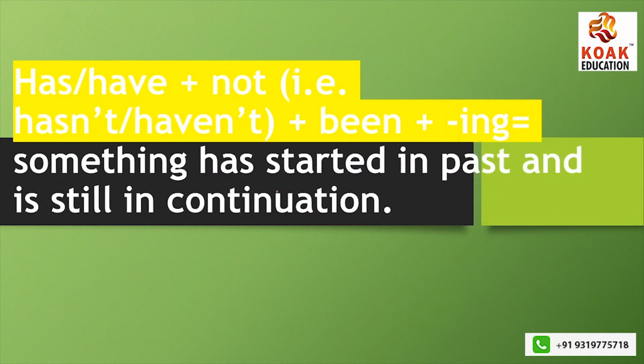Now if you have to frame negative for it, then you just have to add not. Have not been working, has not been working, that's it. Meaning is same, it will just change to negative. Okay, so you just have to make use of hasn't or haven't plus been plus ing.